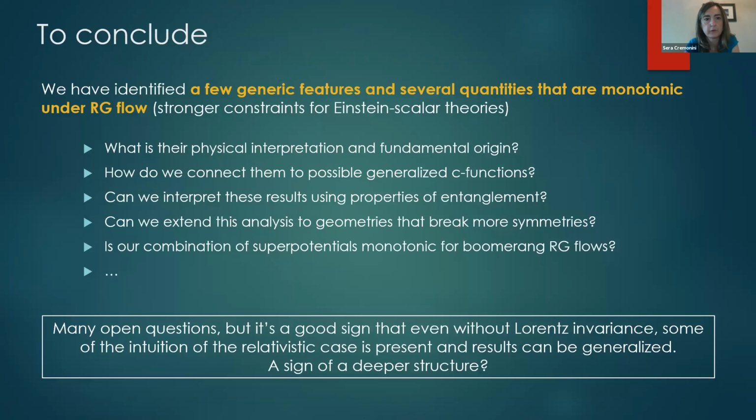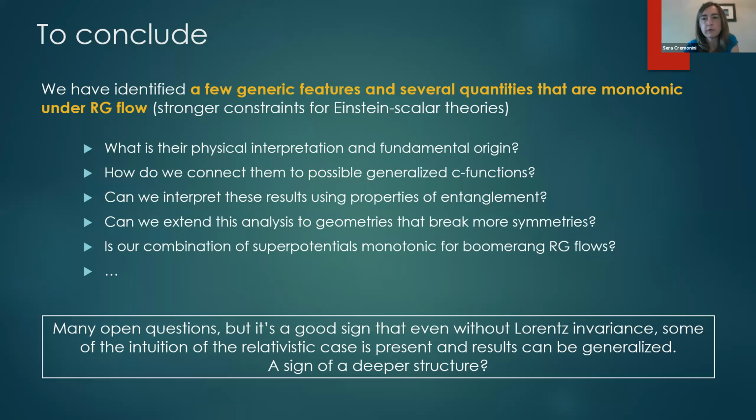Okay, so I'm sorry that this was a little fast, but just to summarize, we found some features that are generic. Maybe some of them are obvious. Certainly they weren't too obvious to us. They're relatively simple. But we also found quantities that are monotonic under radial flow. And we have stronger constraints for Einstein-scalar theories, but we still have identified some that are monotonic for Einstein-Maxwell-scalar theories.